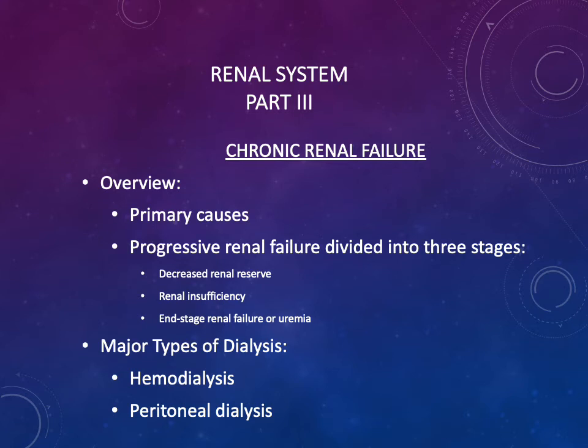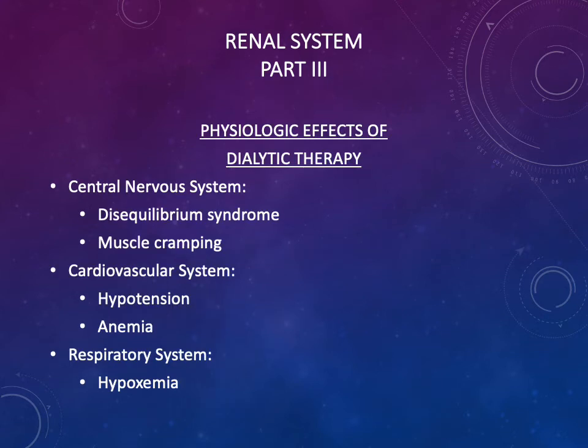Decreased renal reserve is loss of nephron function without symptoms. Renal insufficiency occurs when only 10 to 40% of the nephrons are functioning adequately. So if you think about that, it's a pretty significant insult when you start losing 40% of your nephrons. End-stage renal failure, uremia, is loss of about 95%. So keep in mind that even though they are end-stage renal, they may have some degree of renal function.